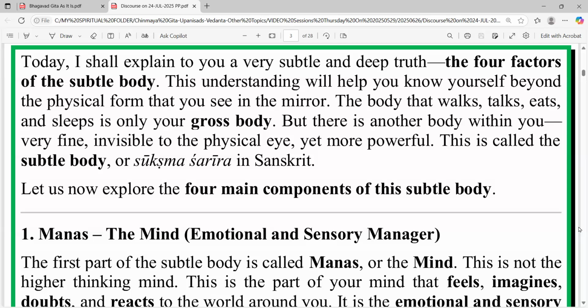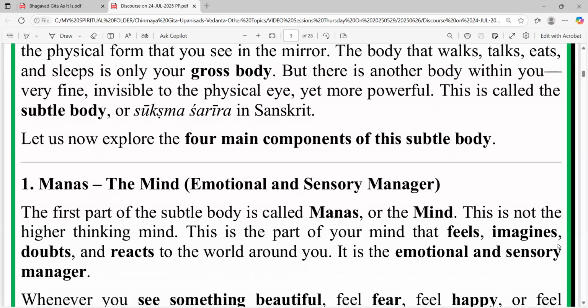The body that walks, talks, eats, and sleeps is only your gross body. But there is another body within you, which is very fine, invisible to the physical eye, yet more powerful. This is called the subtle body or Suksham Sharir in Sanskrit. Let us now explore the four main components of this subtle body.